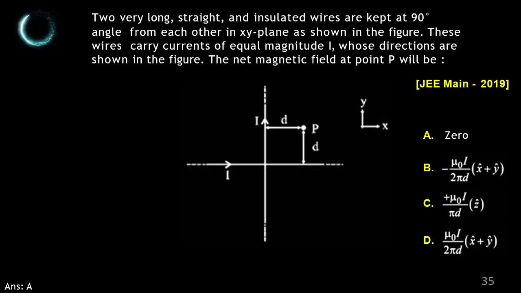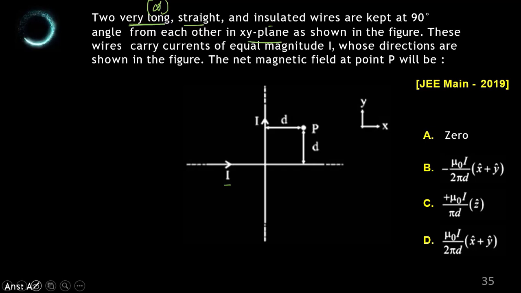Now there is another situation where there are two very long, that is infinite, straight and insulated wires kept at a 90 degree angle from each other in the XY plane, as shown in the figure. These wires carry currents of equal magnitude. So through both wires the currents are I and I, whose directions are shown in the figure. Okay, so the net magnetic field at point P.